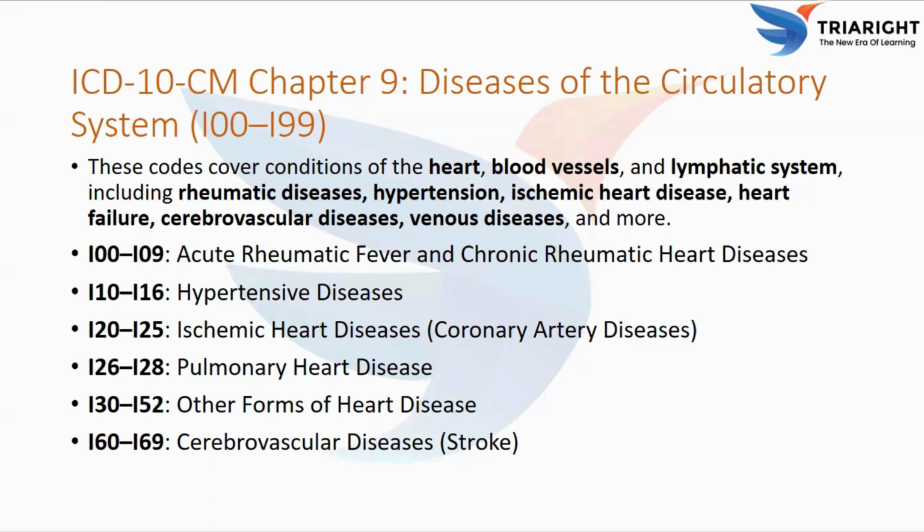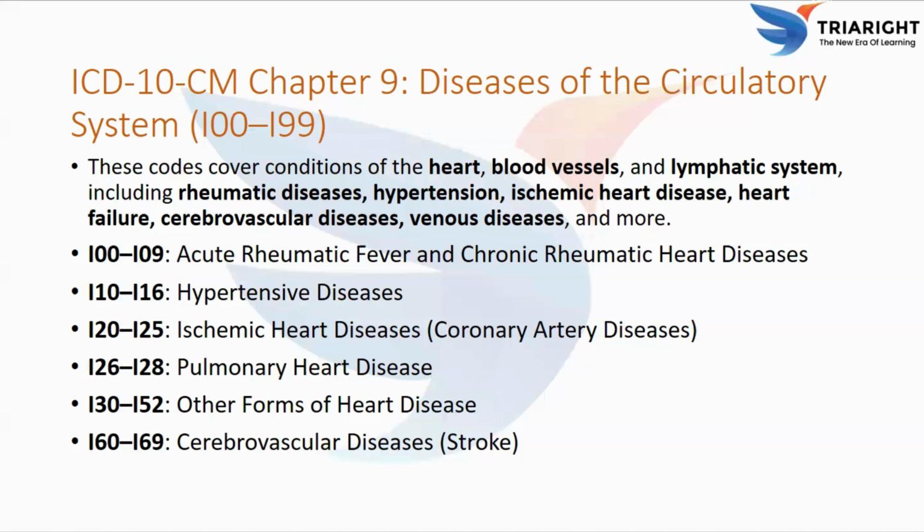The I00 to I09 category codes describe acute rheumatic fever and chronic rheumatic heart diseases. What does it cover? It covers the heart damage caused by rheumatic fever. Rheumatic fever is often from untreated streptococcus throat. Coming to I10 to I16 category codes, they describe hypertensive disease, which is nothing but conditions caused by high blood pressure, for example, hypertensive heart disease.